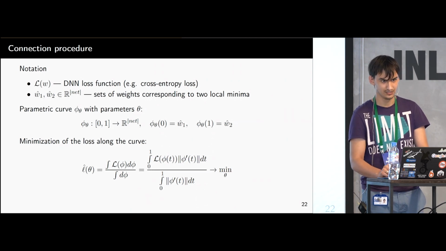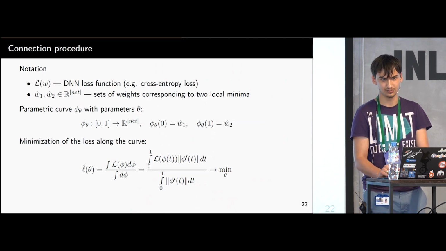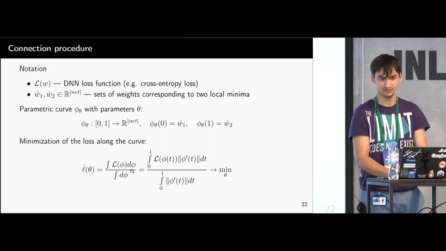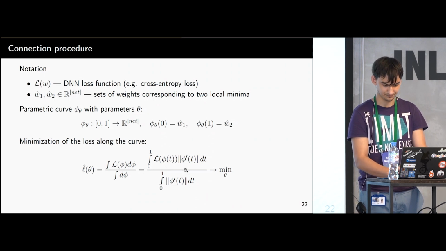In order to do this, you want to define a uniform distribution along the curve. Basically, the simplest way to do it is to integrate the loss function along the curve phi. So you do it like this: you take an integral from 0 to 1 of your loss function times the norm of the derivative of the function that defines the curve. This is basic calculus.